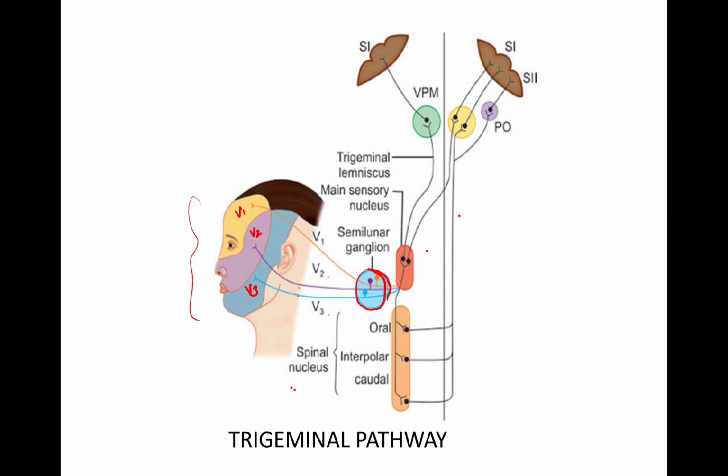These 3, the blue area basically. So all 3 branches send signals to where? To the semilunar ganglion, which is a cluster of nerve cell bodies near your temple. Okay. Cluster of nerve cell ganglions. Now, from the semilunar ganglion, it is going to the brainstem nuclei, if you can see. It is going to the brainstem nuclei.